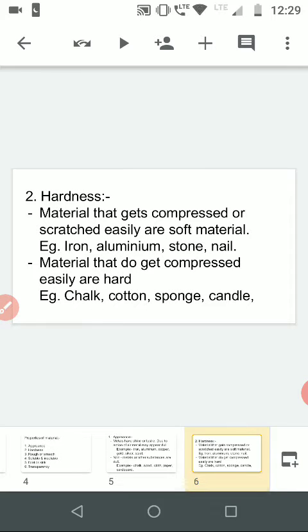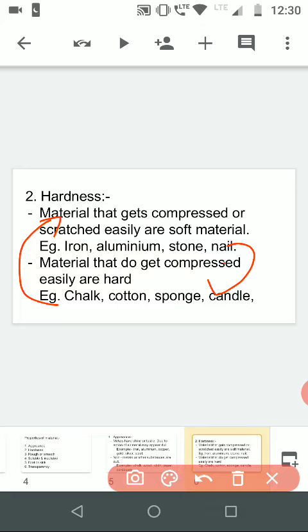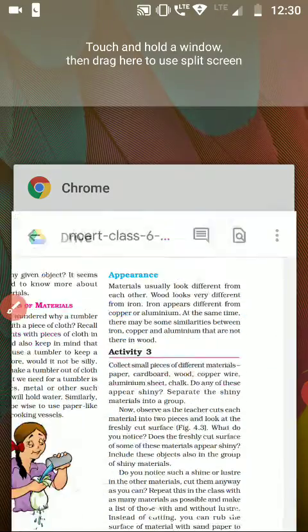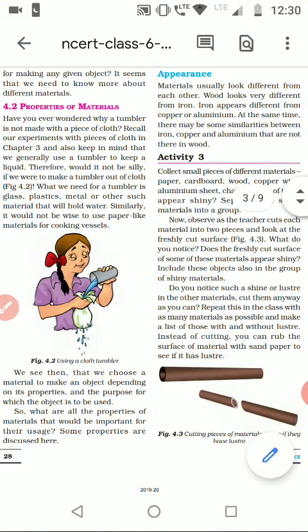And next, hardness. If we can compress the material easily or scratch the material easily, then it is a soft material. And if the material does not get compressed, they are hard. So the examples are reversed here. These examples will come on here and these examples will come below here. So soft materials are chalk, cotton, sponge, candle, and hard materials are iron, stone, nail, aluminium, etc. So this is the brief introduction about properties of material.